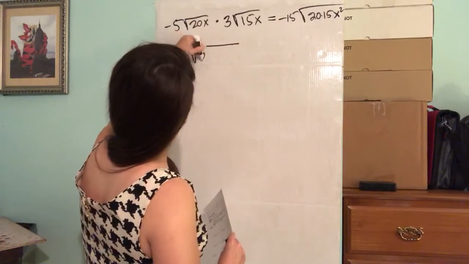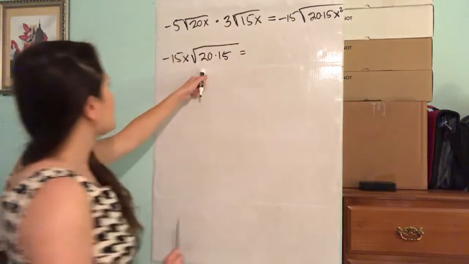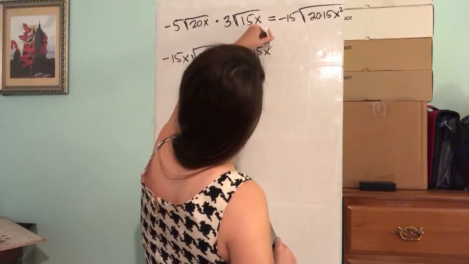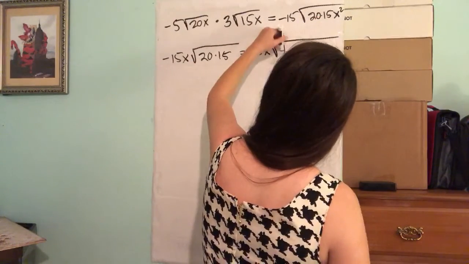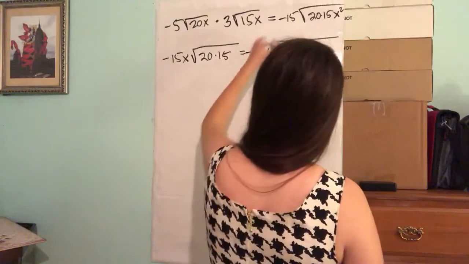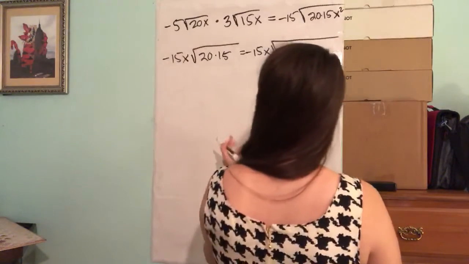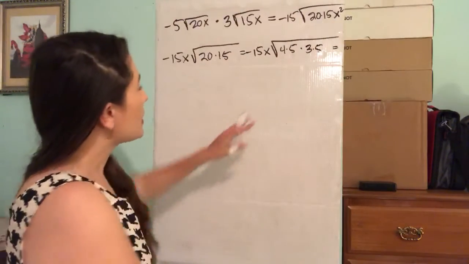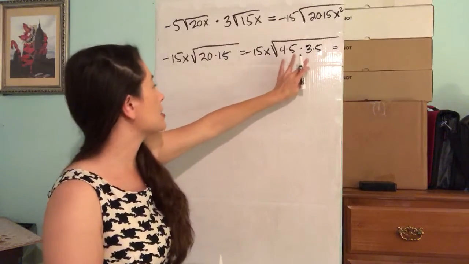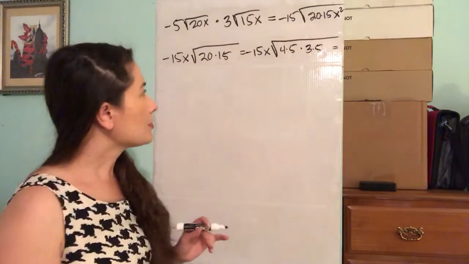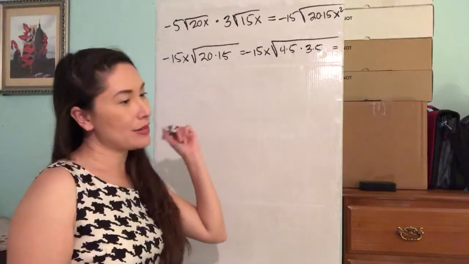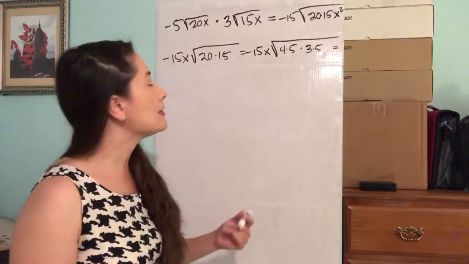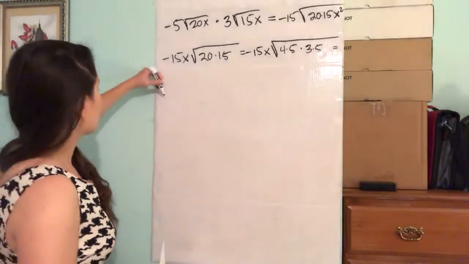times the square root of 20 times 15. Can we break down these numbers, 20 and 15? I think we can, right? So we've got -15x times the square root of 4 times 5, since 20 breaks down into 4 times 5, and 15 breaks down into 3 times 5. So we've got two 5s underneath the radical. If we've got two 5s, we can take them both out because this is essentially the square root of 5 squared, right? 5 times 5 is 25. What's the square root of 25? It's 5. So we're going to take it out.